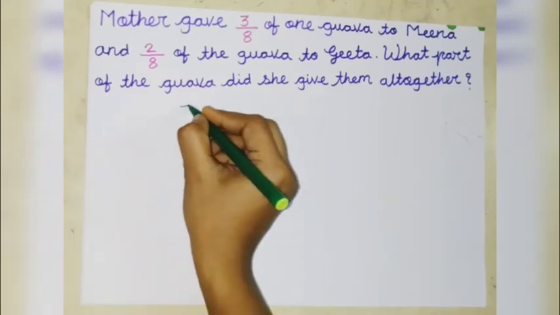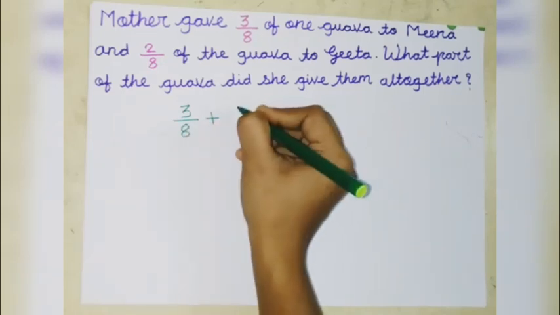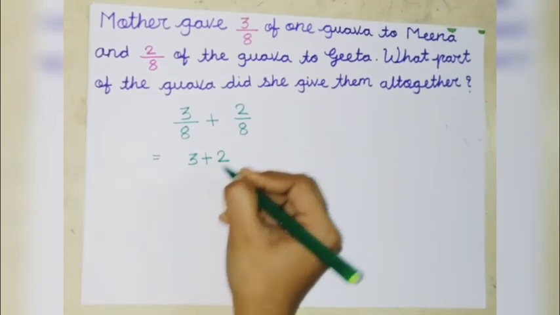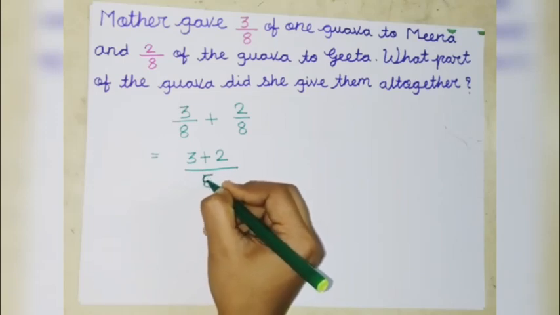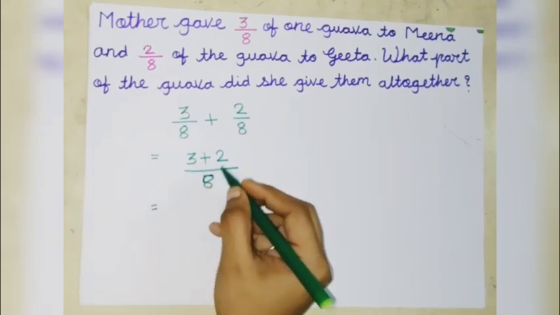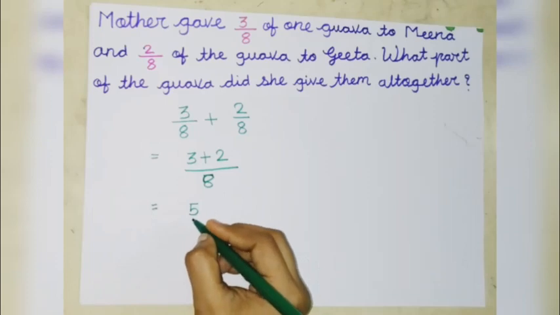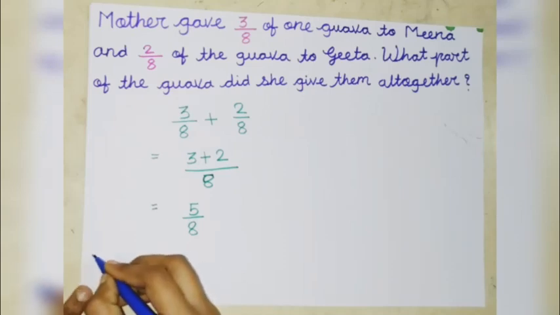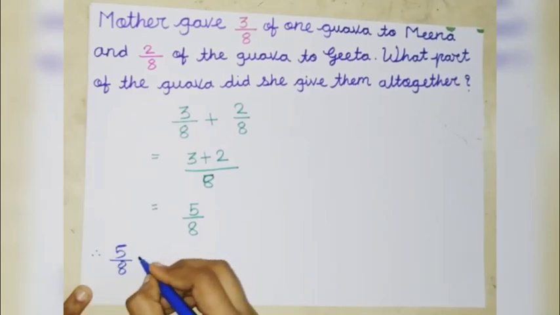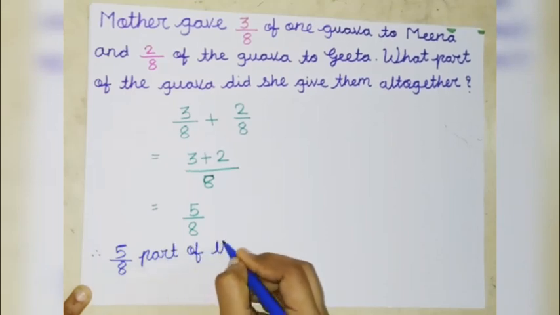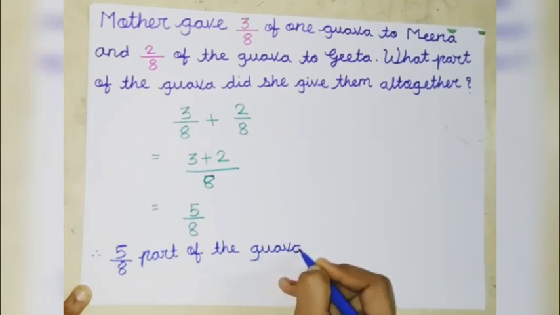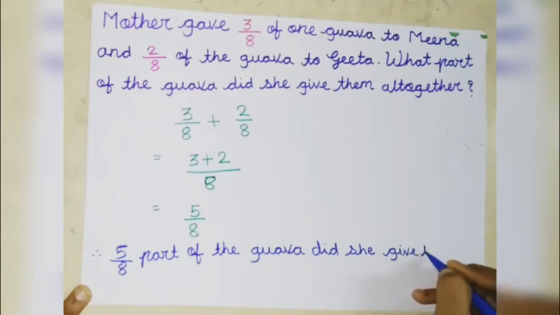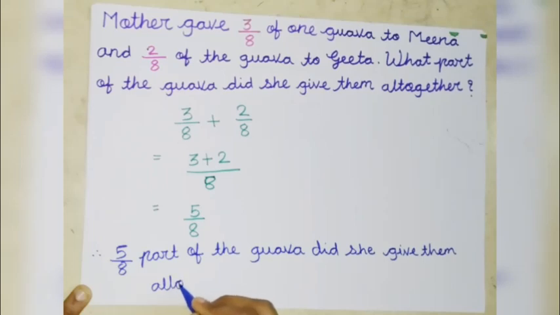For this, we will do addition. 3 upon 8 plus 2 upon 8. You all can see that the denominator is equal. So together we will write 3 plus 2 and in denominator we will write 8. 3 plus 2, 5 upon 8. So children, now we can write the final answer. Therefore, 5 upon 8 part of the guava did she give them all together.